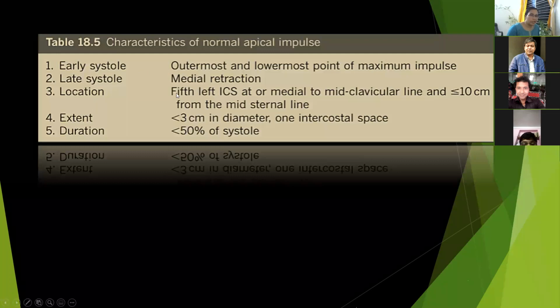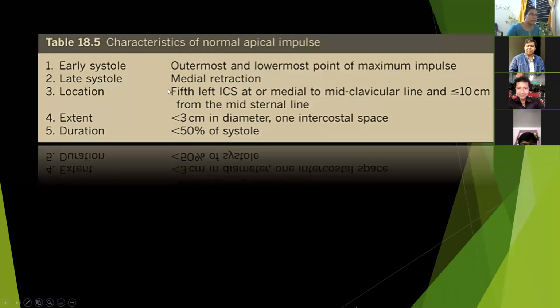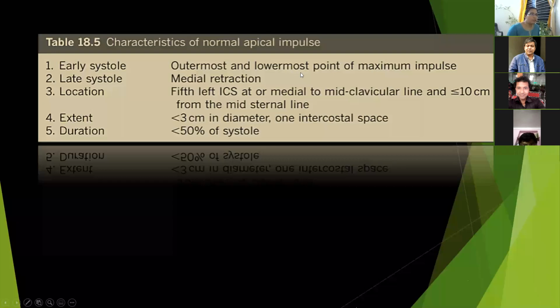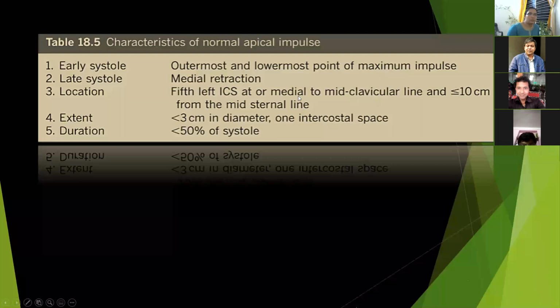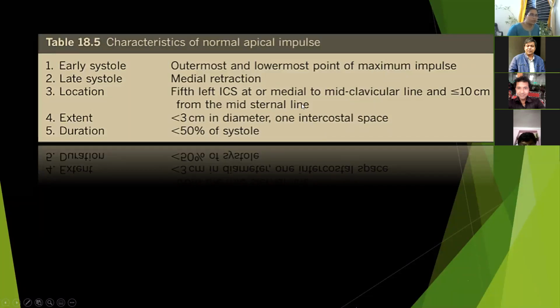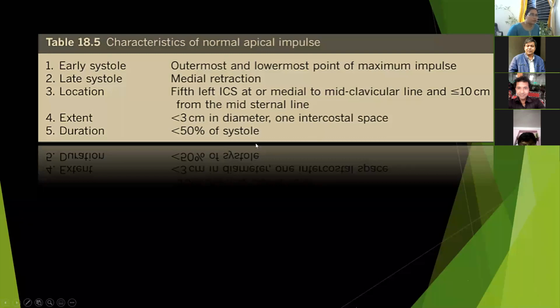So what are the characteristics of a normal apical impulse? It will occur in early systole. It will be the outermost and lowermost point. Location will be 5th left intercostal space at or medial to the midclavicular line, and it should be within 10 centimeters from the mid-sternal line. So what is the extent? Less than 3 centimeters in diameter and located to only 1 intercostal space, and duration will be less than 50% of systole. So these are the points of a normal apical impulse.